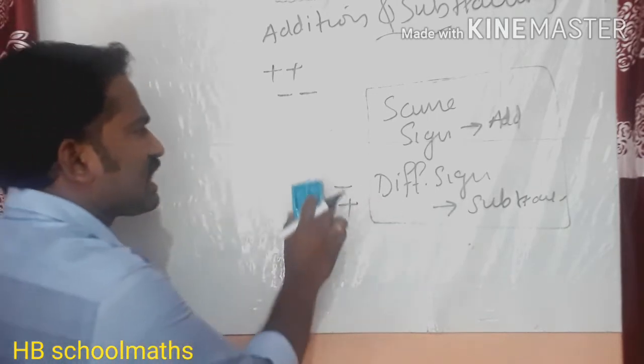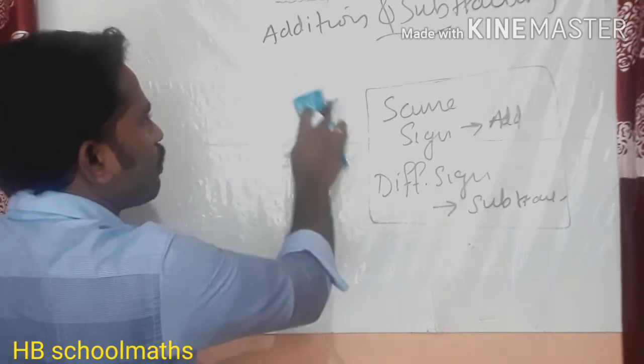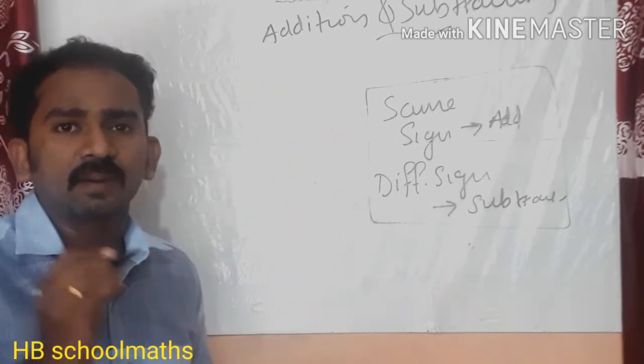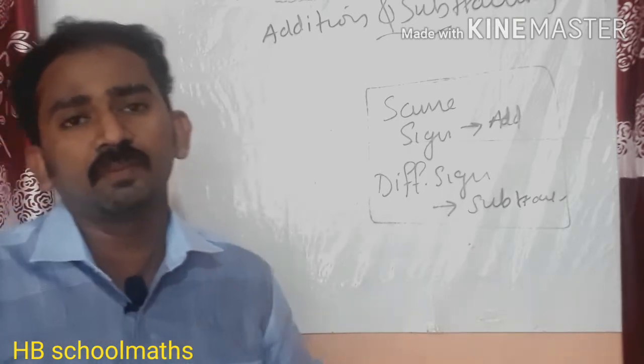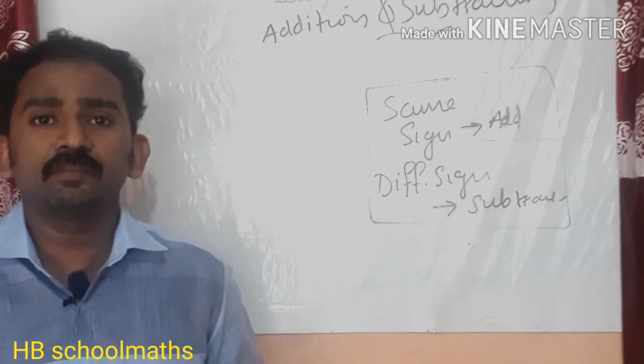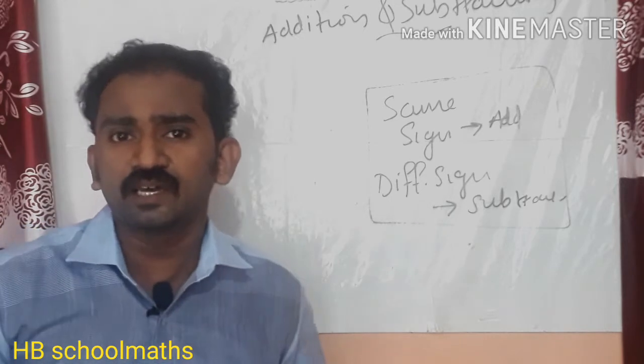How can you understand a number is positive? If a number is positive, there is a plus symbol before the number, or otherwise no symbol before the number. If a number is negative, a minus sign will be on the left side of the integer.